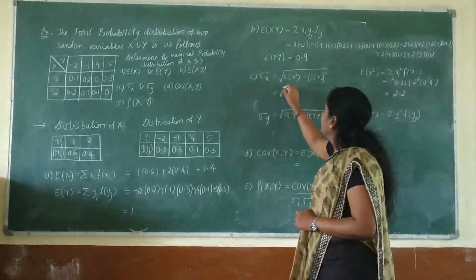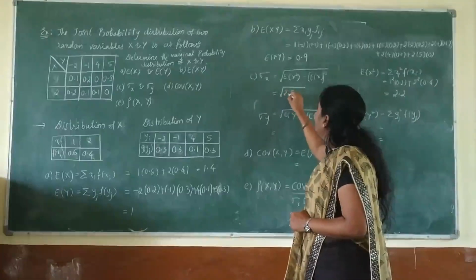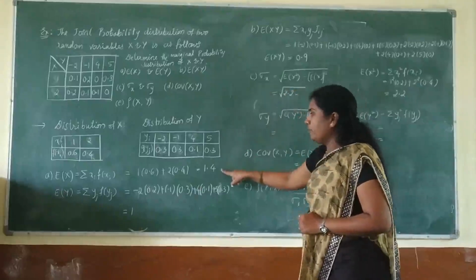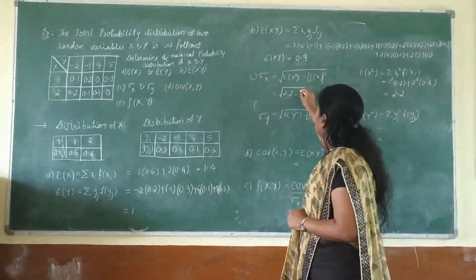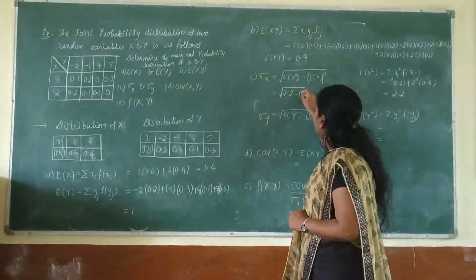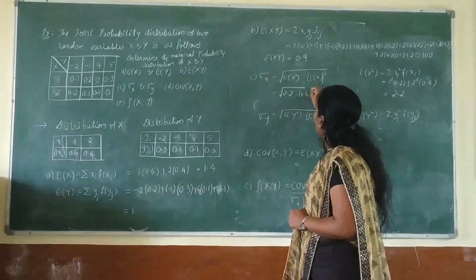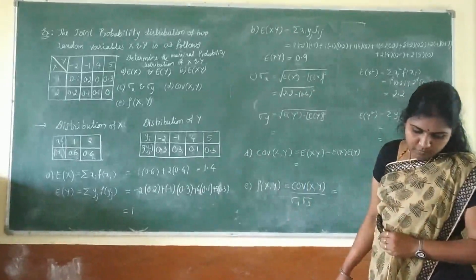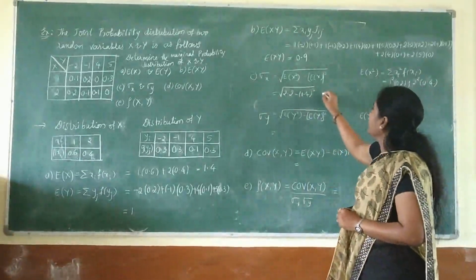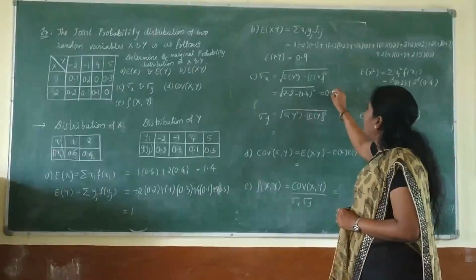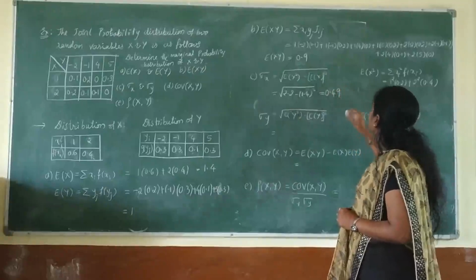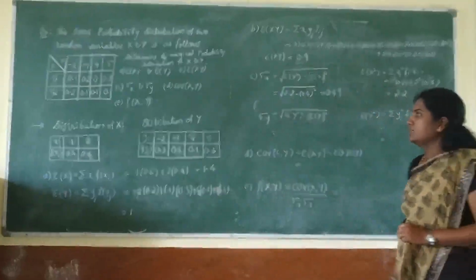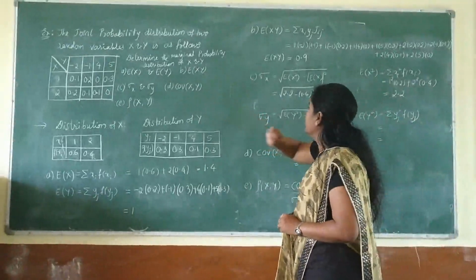Substitute here: 2.2 minus E of x whole square, that is 1.4 whole square. After simplifying this, we get 0.49. Next, sigma y, the standard deviation of y.